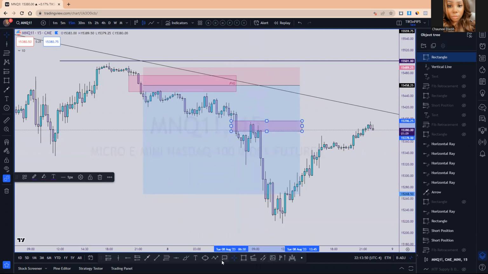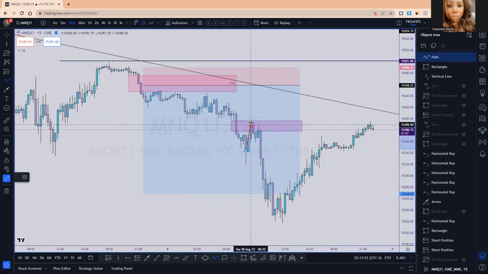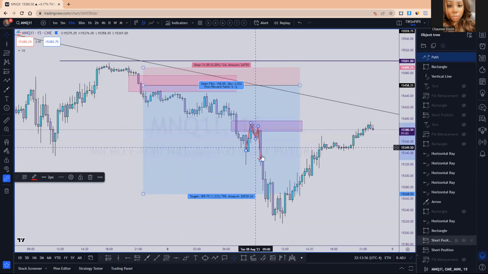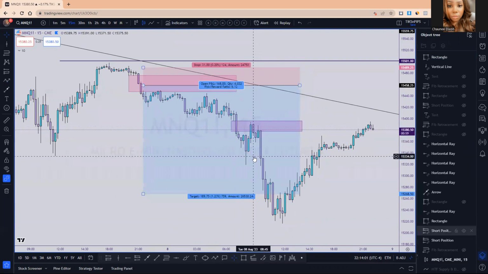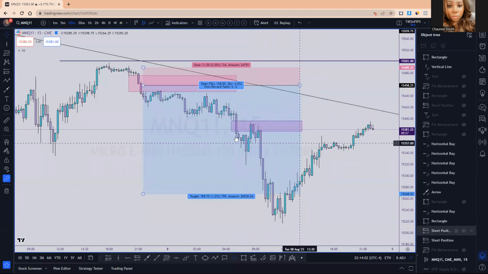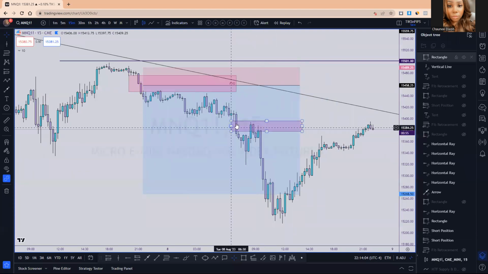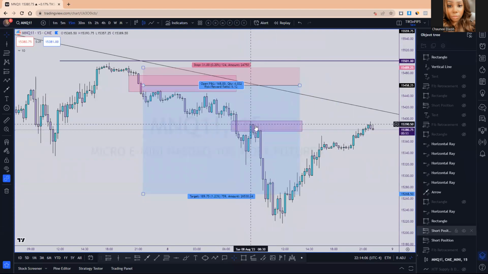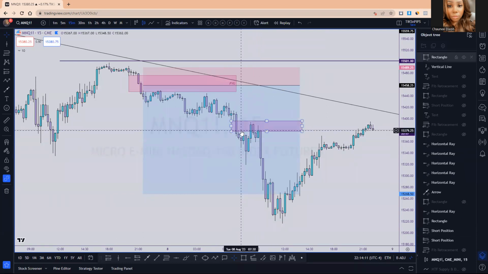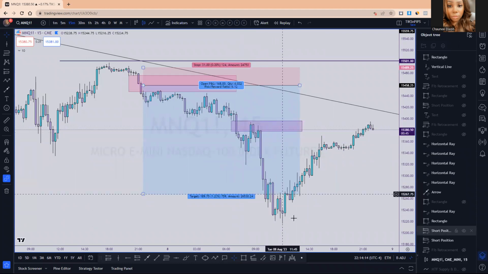So I kind of saw this little M here. So I was like, okay, that was confluence enough for me. So I entered somewhere around here in this area. But this coming into this fair value gap and pushing back out was a second entry area for me. So that's where I got in at, and I caught the drop. I didn't come all the way down, but I caught most of it.